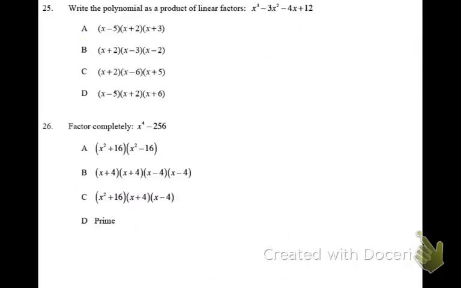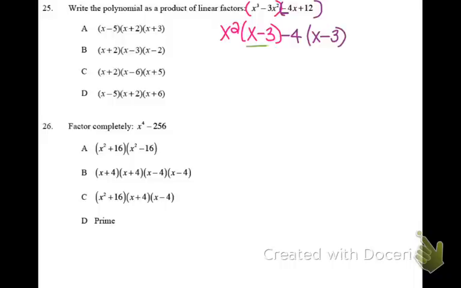25, write it as a product of linear factors. That means you're factoring. So 4 terms mean you factor by grouping. So out of your first group, I can take out an x squared. That leaves me with x minus 3. Out of that second group, I can take out a negative 4 because this term is negative. So negative 4 times x plus 3. Now these two should always be the same. Oh, made a mistake. That should be x minus 3.